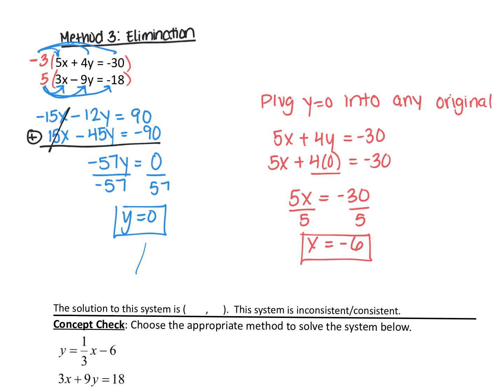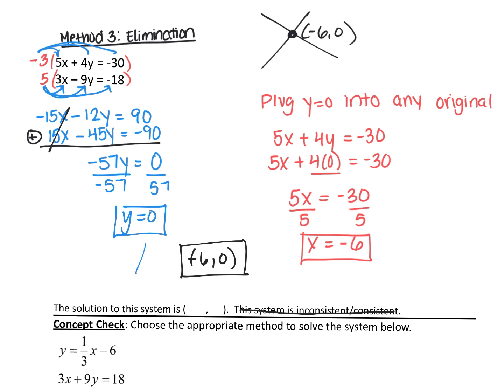So these two, if you put them together, are my answer. So remember, x comes first. So negative 6 comma 0 is my solution to my point of intersection, right? I've got one line here, one line here. Where they intersect is going to be the point negative 6, 0. So again, you don't have to answer this part, but you could just say that the solution is negative 6 comma 0, and there's one point of intersection.